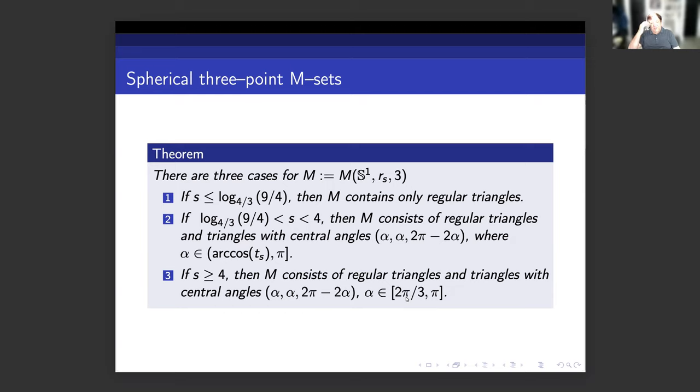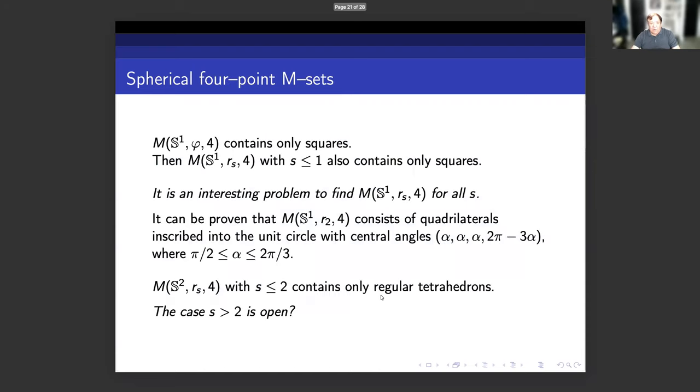So when any three points lie on the circle, which can be even in the spherical case, it reduces our problem to the circle. A more complicated case is four points. Here we have two possibilities: the four points belong to the circle or to the sphere.